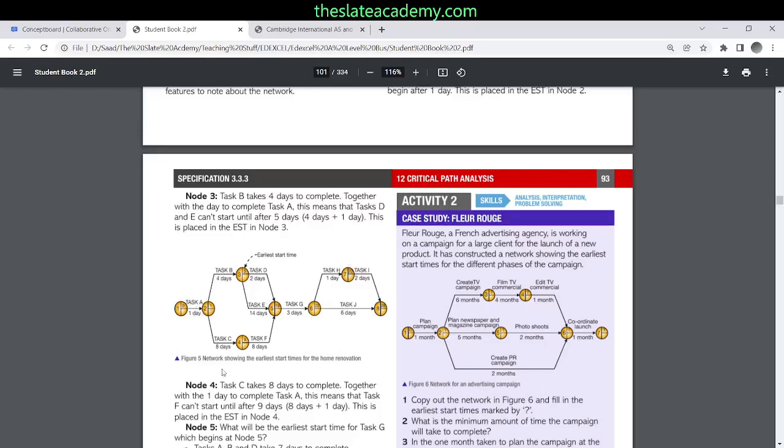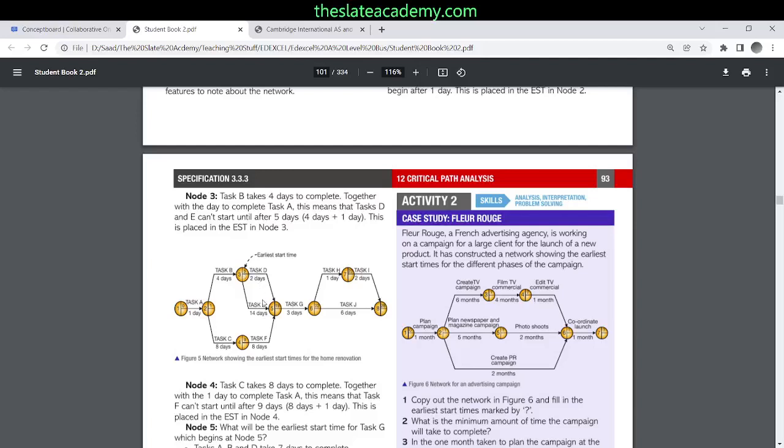Okay, so here task A takes 1 day. So tasks B and C, which are dependent on task A, can both not be started until at least 1 day into the project. The earliest you can start these two activities is after 1 day. Similarly, task D depends on task B. Task B takes 4 days, and task B is dependent on task A, which takes 1 day. So 1 plus 4 is 5 days. Before 5 days into the project, you can never start task D, because the activities that it depends on take this much time.